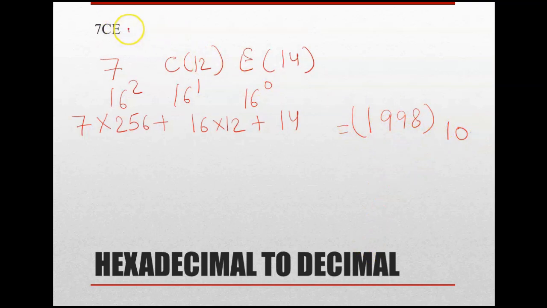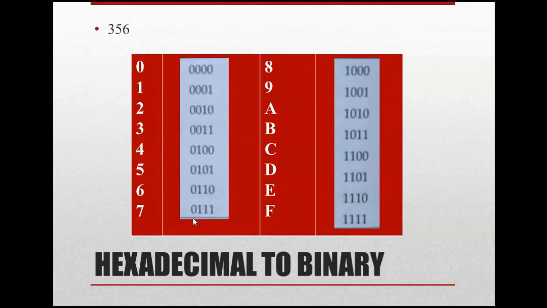Now again I am repeating, if suppose a fractional part is there, suppose 1 or 2 digits, so you will take 16 to the power minus 1, 16 to the power minus 2, and this will be 1 by 16, and then you can go for the calculation which will give you the final answer. Okay, so in that way you can convert a hexadecimal number into decimal form.